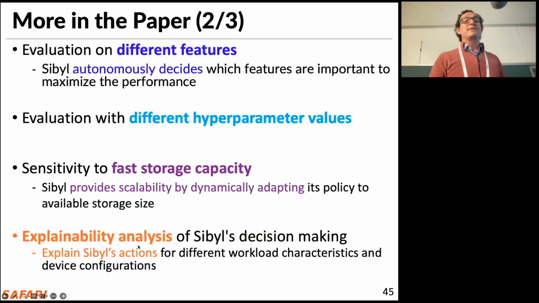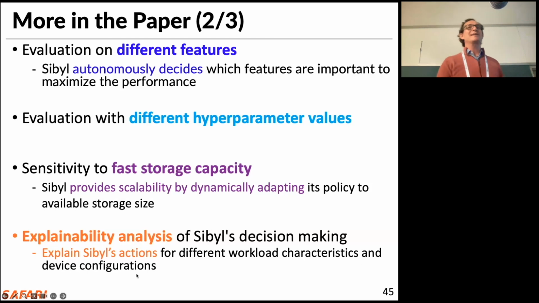And then we also look at different features. We can do automatic feature selection to decide which features to use. And hyperparameter setting is always a problem in machine learning training. And reinforcement learning is also famous for its hyperparameters. So we have some sensitivity studies for that. We also have sensitivity studies to the fast storage capacity and perhaps very importantly, explainability analysis.